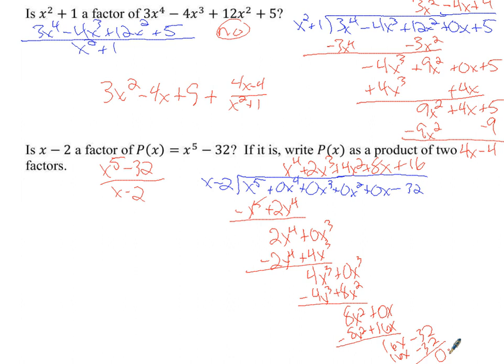So I got a remainder of 0, which means that these are factors, so my answer needs to look like this. P of x, very quickly, equals the x minus 2 that I divided by times the answer that I got. X to the 4th plus 2x to the 3rd plus 4x squared plus 8x plus 16. There's your answer.